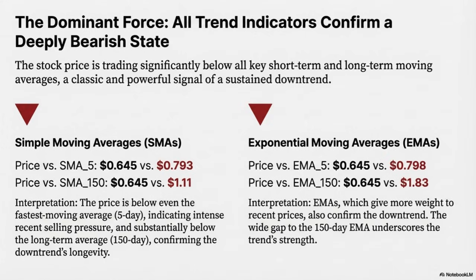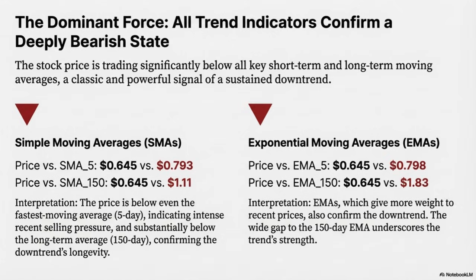Okay, so this brings us back to that huge VWAP figure of $1.94. If the current price is 64 cents and the average buyer in the last 2 months paid almost $2, what does that actually mean? That is the single most important factor behind that high-risk warning.